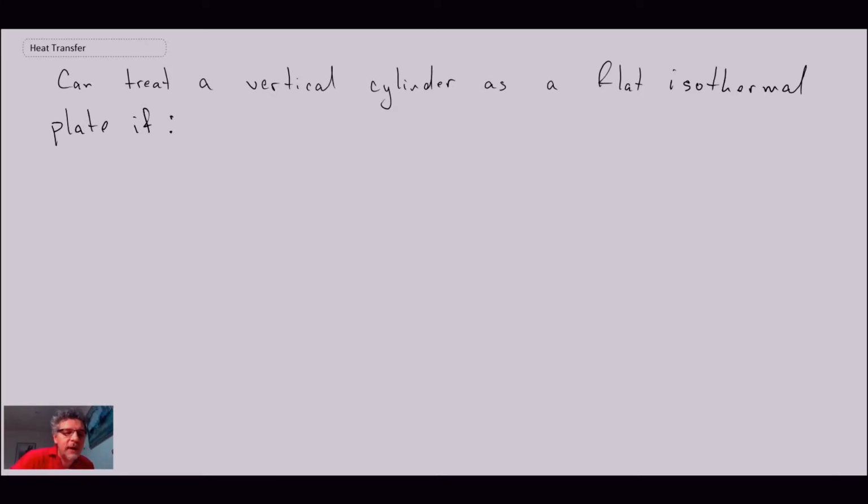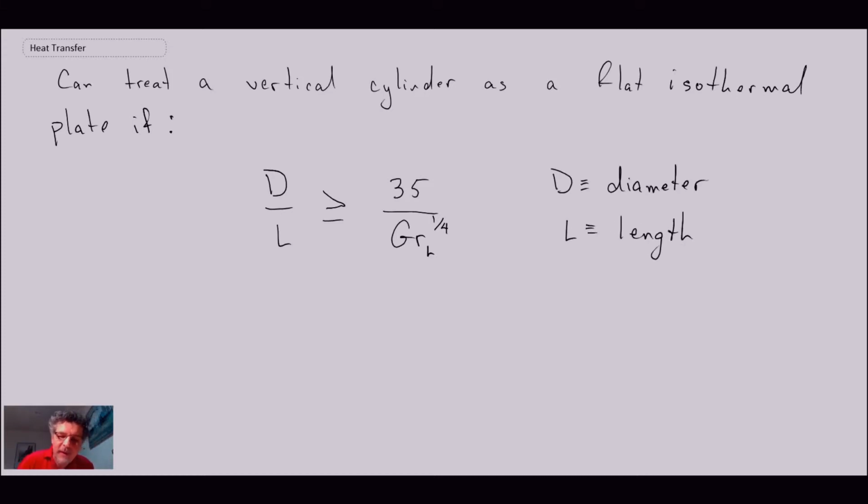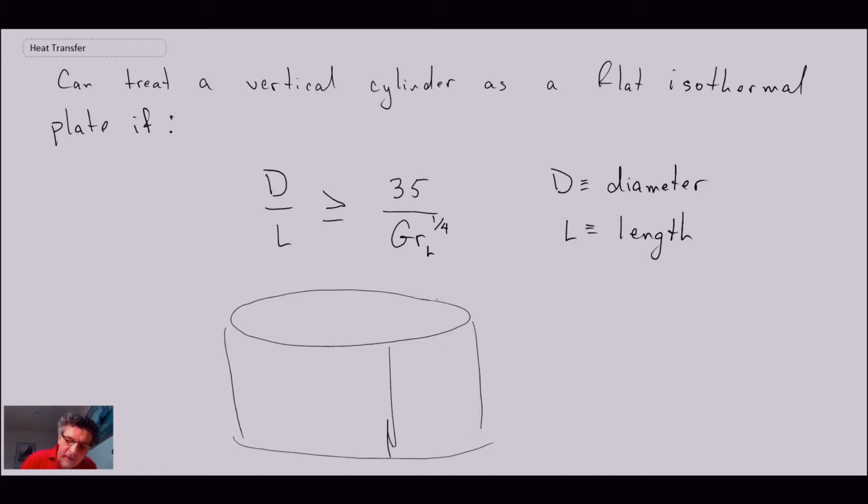So we can treat a vertical cylinder as a flat isothermal plate if the ratio of the diameter to the length of that cylinder satisfies this relationship here. And so what this is getting at, it's basically saying if you have a very, very large cylinder, the length would be the vertical here, the diameter would be there.